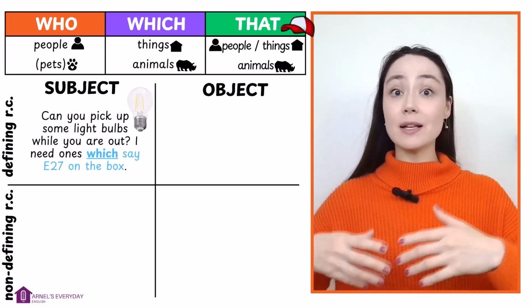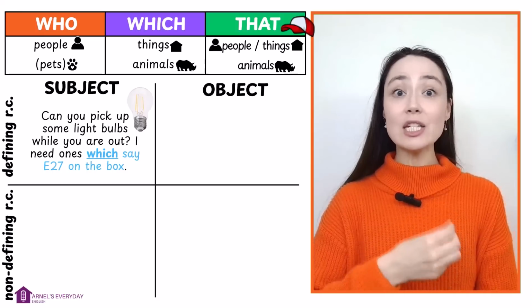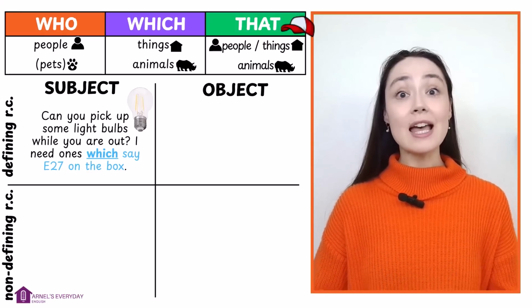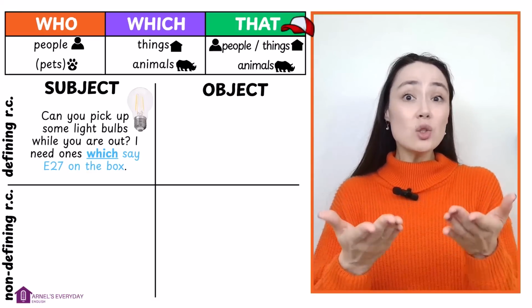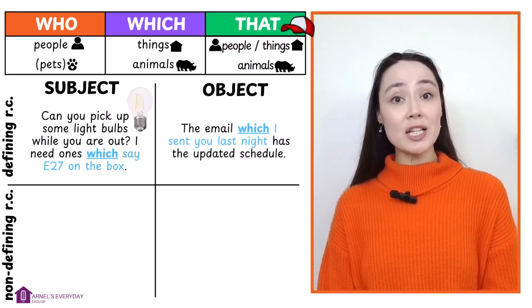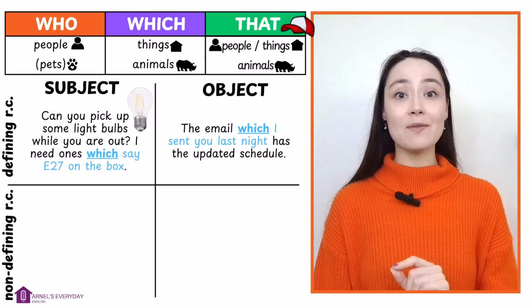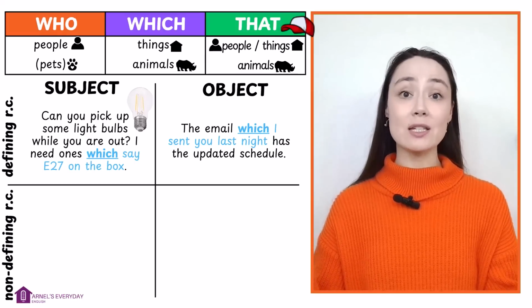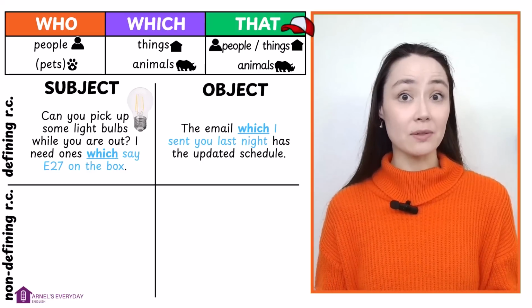Can you pick up some light bulbs while you are out? I need ones which say E27 on the box. Which is the subject of the clause. It is part of a defining relative clause. If you remove it, you don't know what type of light bulb to buy. The email which I sent you last night has the updated schedule. Which is the object of the clause. It's defining. I sent you lots of emails yesterday. If we remove this clause, you don't know which email I'm talking about.